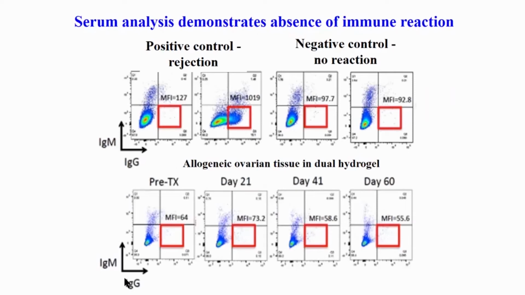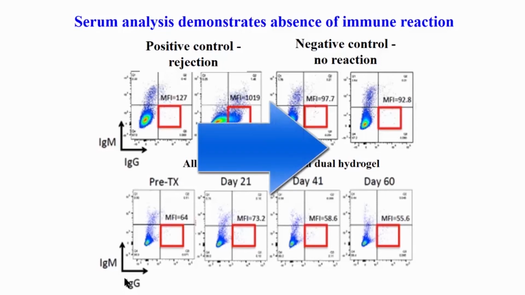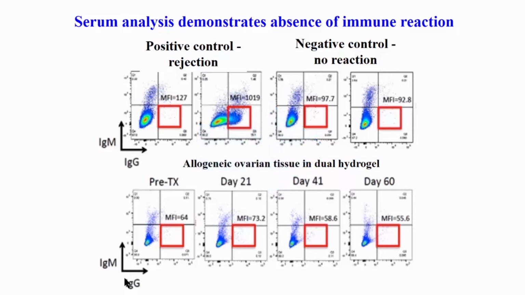But then if you look at the results from allogeneic tissue implanted in the capsule, before the implantation, there are no antibodies, and as you go all the way to 60 days post-implantation, there is really no reaction. So not only do the T cells not infiltrate inside the capsule, probably the antigens from the tissue don't go outside to induce any immune reaction.